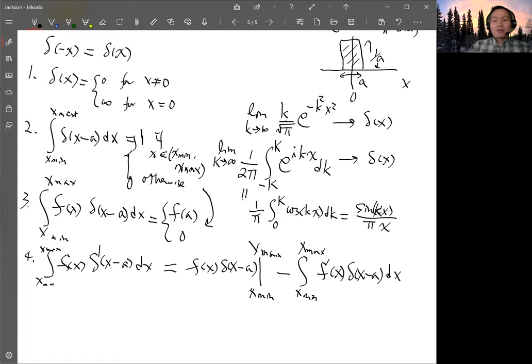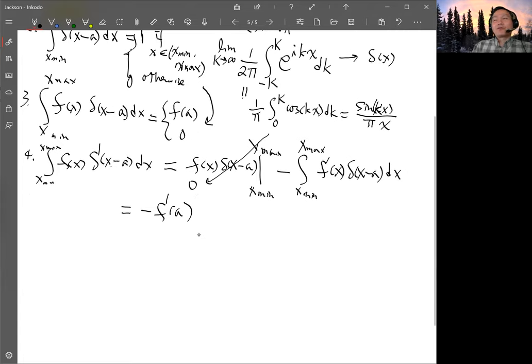Okay, so again, for the two limits, if x is within the range and not exactly equal to the limits, the argument of the delta function is not zero, so by property one, this would be zero. And by the third property, this would be equal to minus f'(x) evaluated at x equals a. Okay, so that's the fourth property.